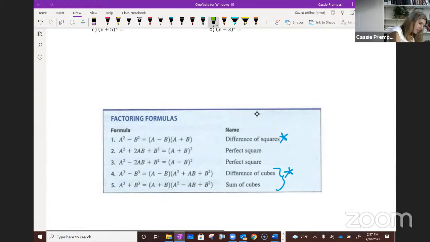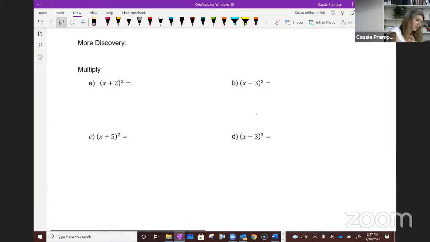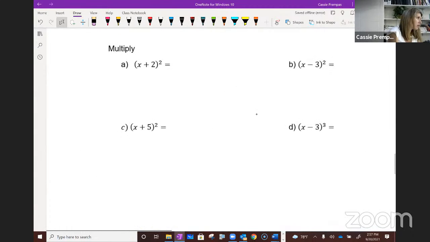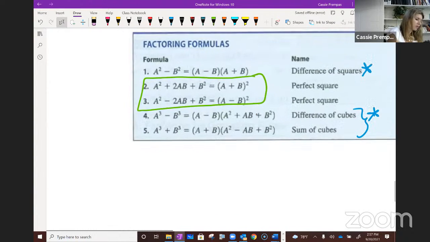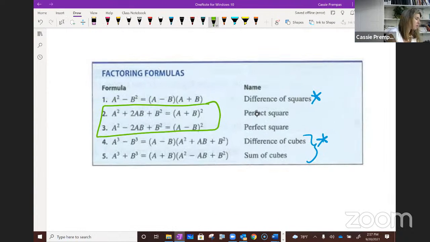These two rules right here, I'm not going to have you memorize, but they're helpful to know. And some of you might even already know how to work with them. But the quizzes will only have those two that are starred. The two that we just covered, the difference of squares and the difference and sum of cubes.